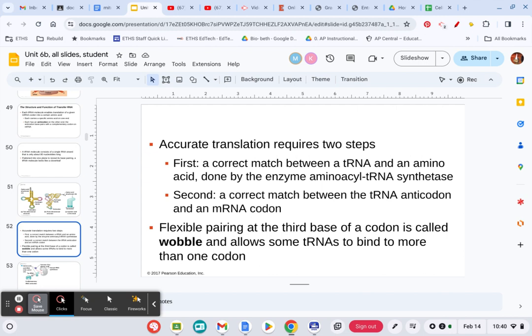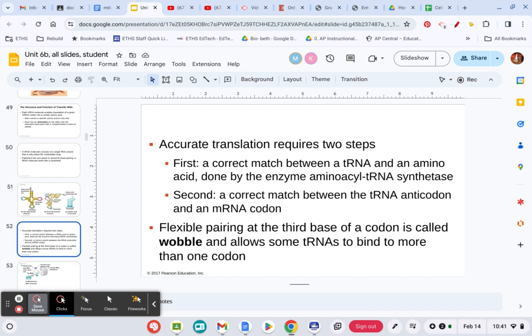Second, there has to be an accurate match between the tRNA and the mRNA. Okay, so UG has to match up with AAC, and if it doesn't, then that's going to be a problem too. There is something called wobble. And wobble is the idea that oftentimes that third codon is not as important as the first two.